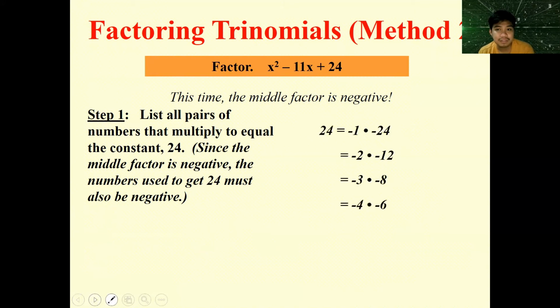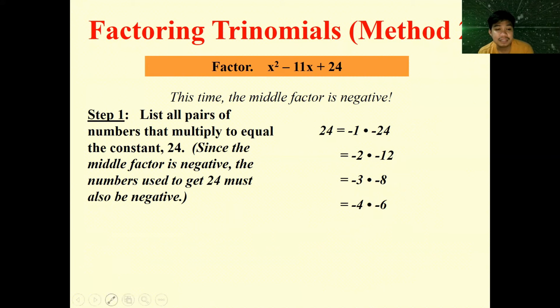We have negative dito, tapos positive yung constant, since alam natin na if we multiply two negative numbers, the answer is positive. So we have negative 1 and negative 24, negative 2 and negative 12, negative 3 and negative 8, and negative 4 and negative 6.